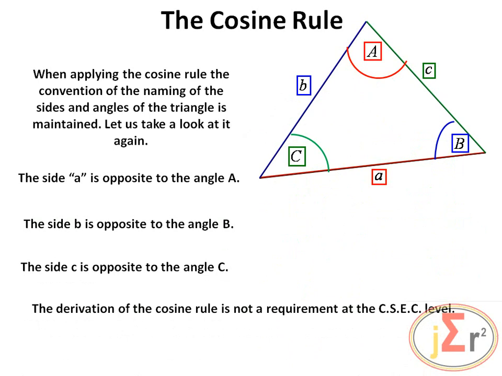The derivation of the cosine rule is not a requirement at the CSEC level. Neither is the derivation of the sine rule, but I've decided to include the derivation of the sine rule in order that we can establish our formula for the area of the triangle.